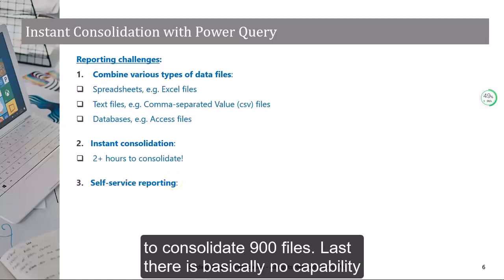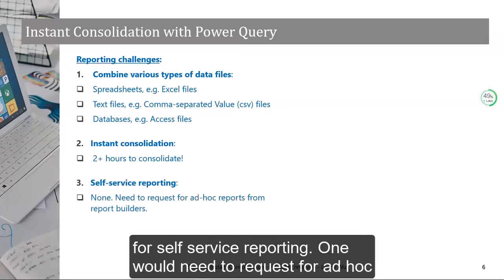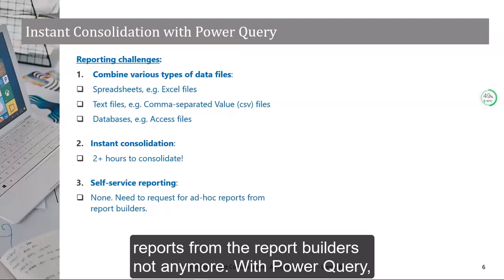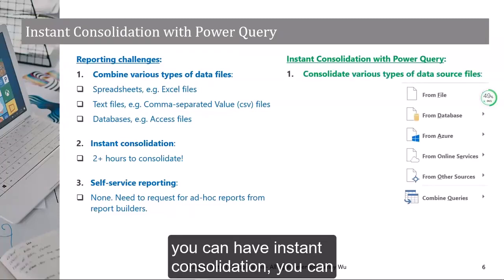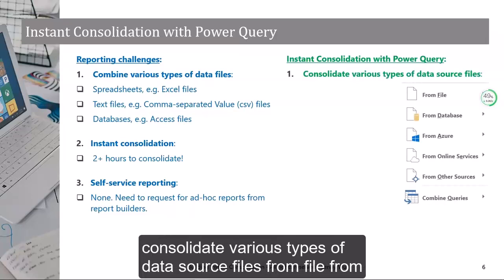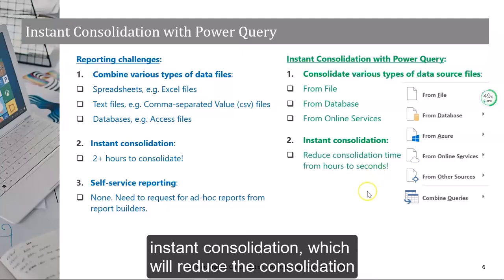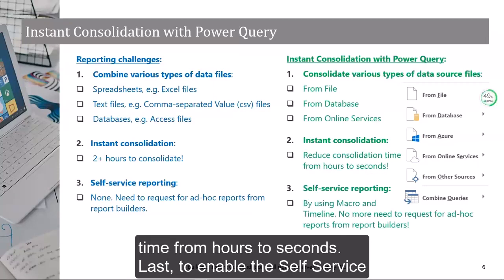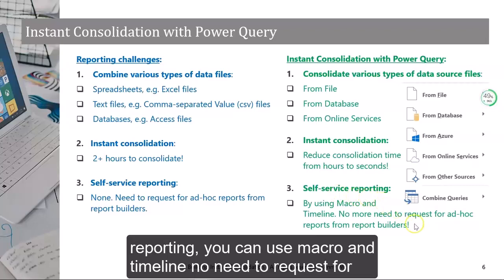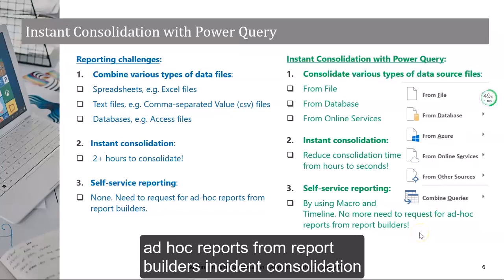Last, there's basically no capability for self-service reporting. One would need to request for ad hoc reports from the report builders. Not anymore. With Power Query, you can have instant consolidation. You can consolidate various types of data source files from file, from database, from online services. Also, with Power Query, you have instant consolidation, which will reduce the consolidation time from hours to seconds. Last, to enable the self-service reporting, you can use macro and timeline. No need to request for ad hoc reports from report builders.